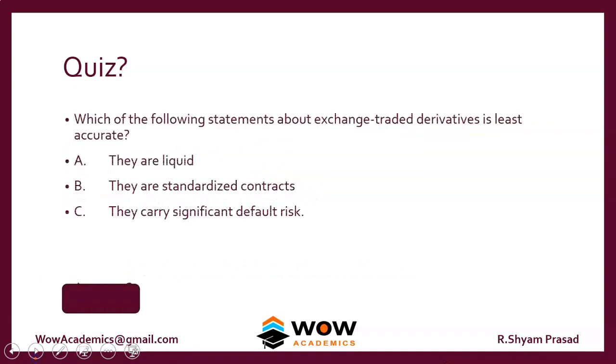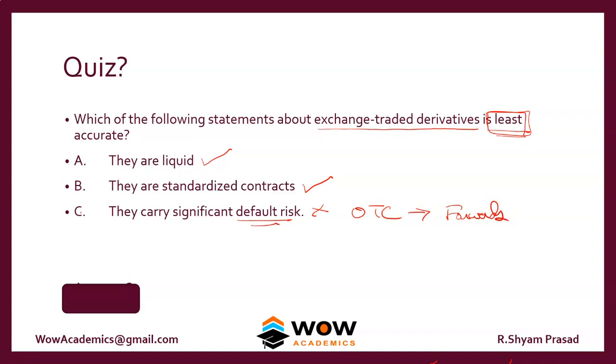So we have another quiz. Which of the following statements about exchange traded derivatives is least accurate? So which of them is wrong? That's what he wants. They are liquid. Yes, because as there's a market, everyday settlement happens. So this is a correct option. They are a standardized contract. Yes, again, this is also a correct option. They carry significant default risk. This is a wrong option because default risk happens only in an OTC market, that is for forward kind of contracts. So this is wrong, and they are asking which of the following is wrong. So C is the answer. Option C is the answer here.